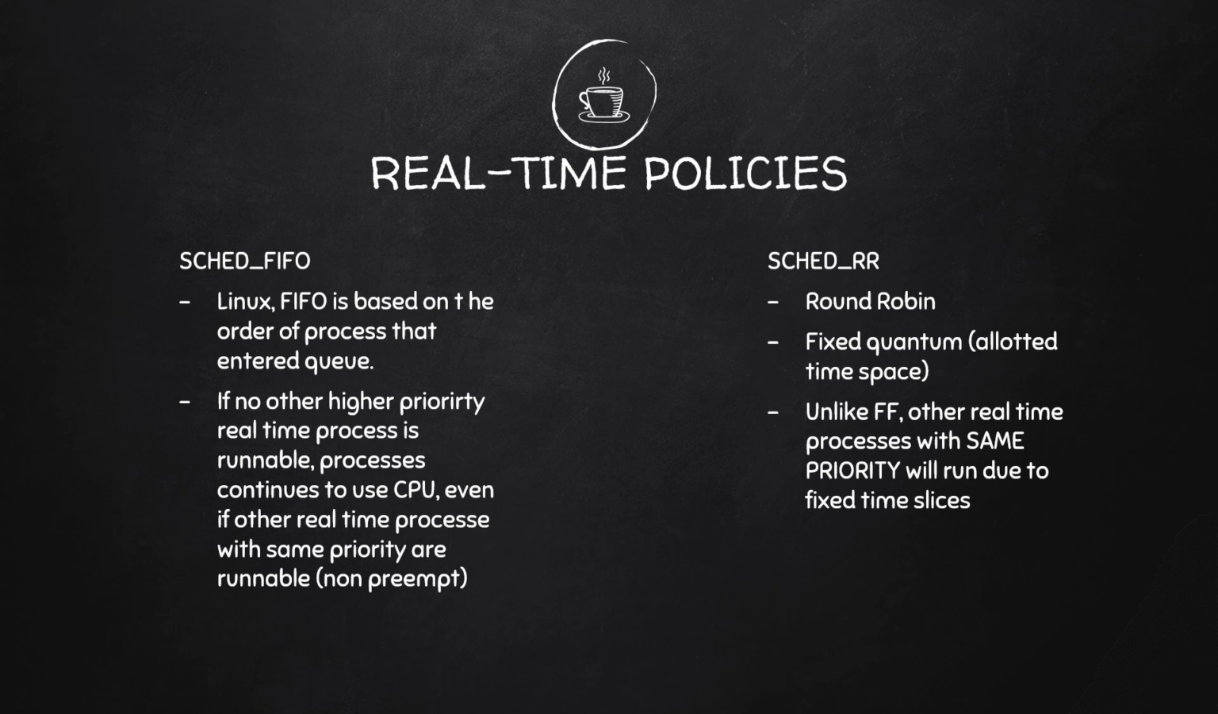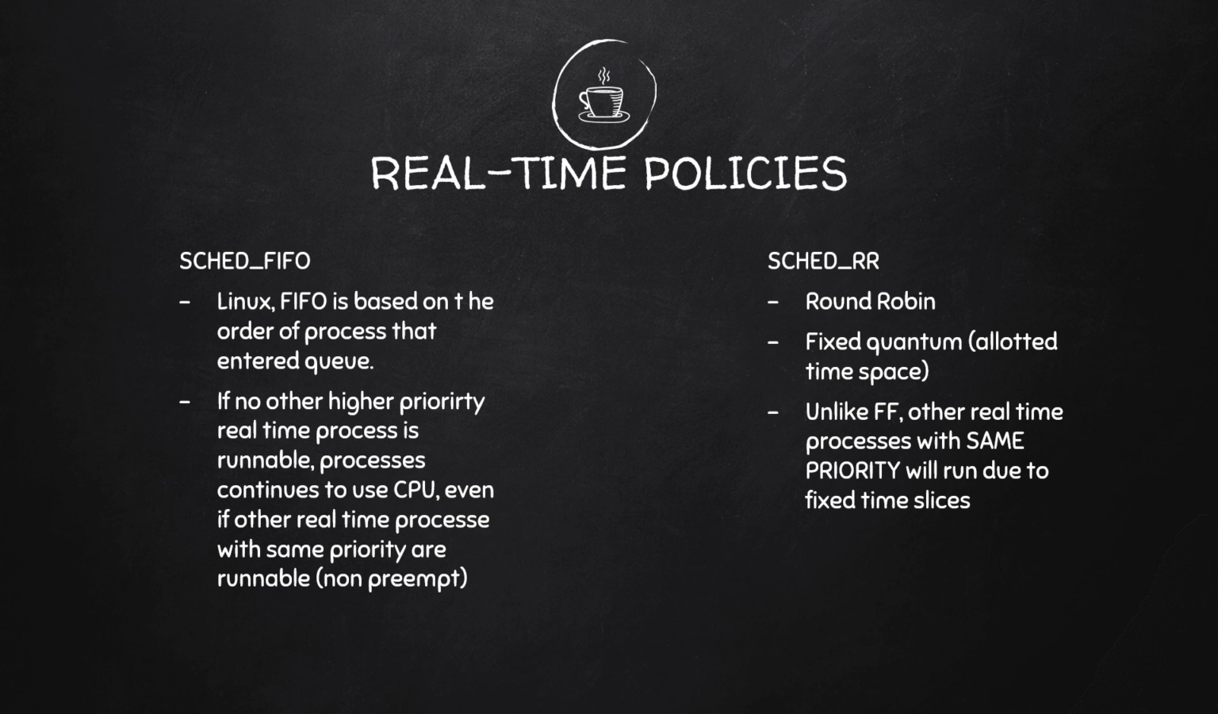So now SCHED_FIFO. In Linux, FIFO, or first in, first out, is based on the order of processes that entered the queue. If no other higher priority real-time process is runnable, the process continues to use the CPU, even if other real-time processes with the same priority are runnable. This means that SCHED_FIFO is non-preemptive.